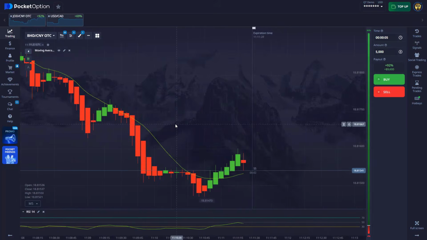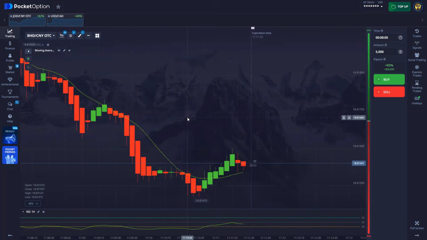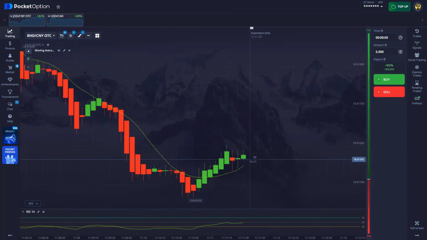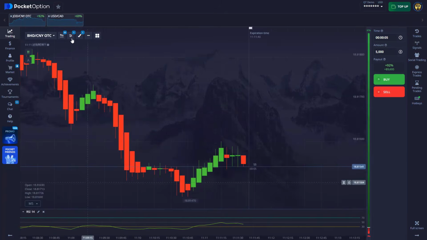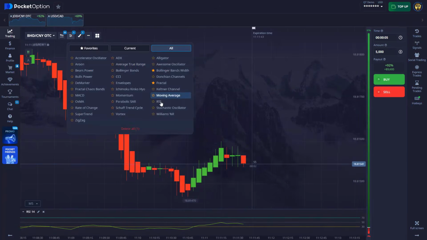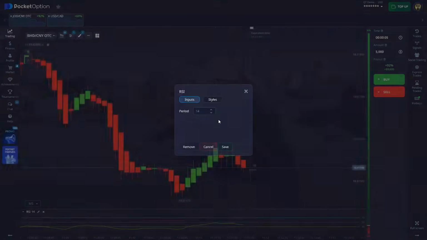Remember that. Short-term averages react faster. Long-term ones confirm the bigger picture. Think of this as, I like to say, your roadmap of direction. The other one I have right here is the RSI. RSI is your typical setting of 14.